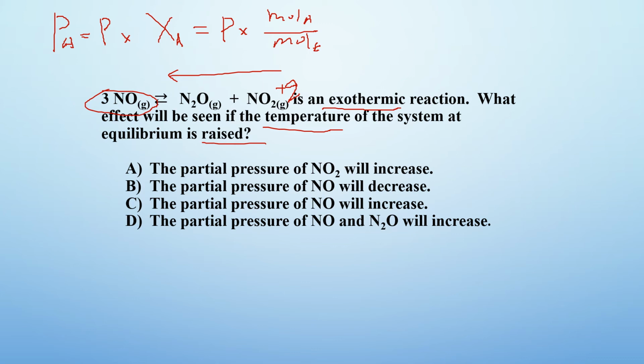So in this case, because this chemical reaction shifted to the left, we're generating more NO. So more NO means a higher mole of NO. So this higher mole fraction means higher partial pressure. So the answer should be C. The partial pressure of NO will increase.